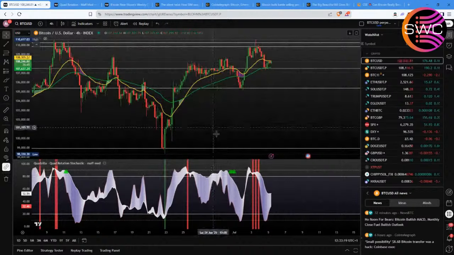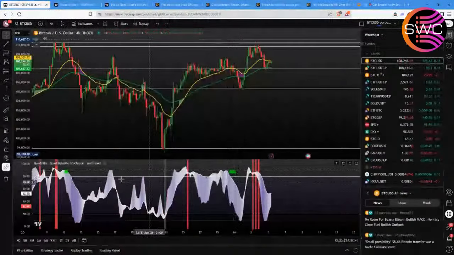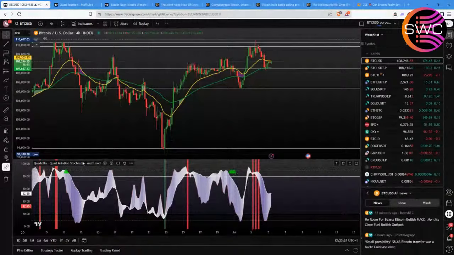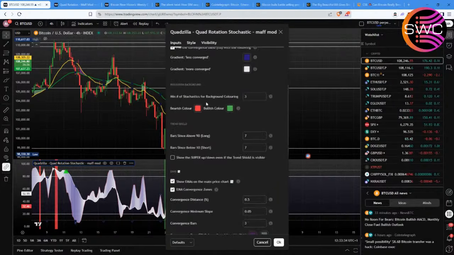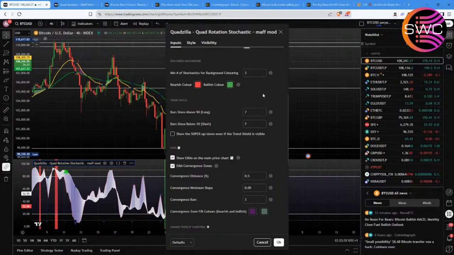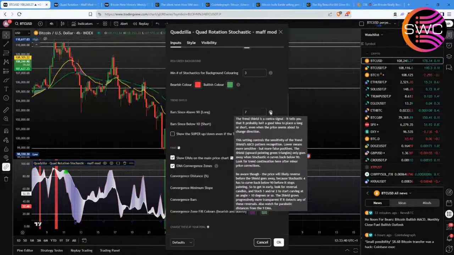I think somebody in Telegram was asking about these, wasn't he, in the group? If I go, this is a slight segue into this, having looked at those. Over here, the tooltip for the trend shield explains it a bit. This one being the bars since above 90 up. In the third paragraph, be aware that the price will likely reverse before the shield goes away, because Stochastic 4 has to curve back below 90 before it stops painting.